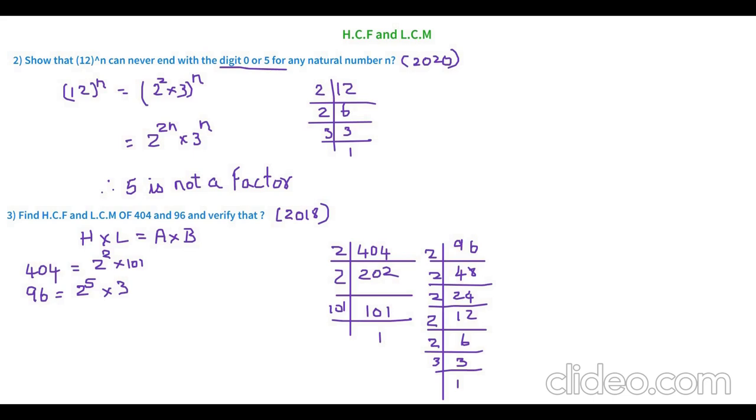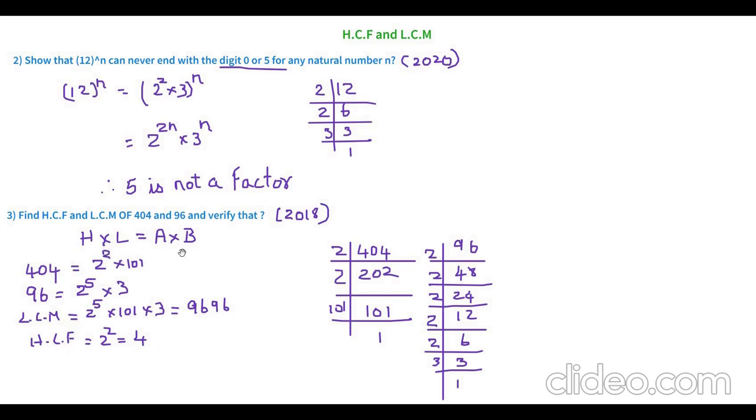So as I told you in the previous question, for LCM we will write the highest power. When we find the LCM, we write the highest power, which is 2 power 5 times 101 times 3. For HCF, we will always write the smallest power which is common. So here 2 square is common. So HCF is 4. Let's find the LCM. So LCM is 2 to the power of 5 times 101 times 3. So we get an answer of 9696. So the LCM of these two is 9696, but the HCF is 4.